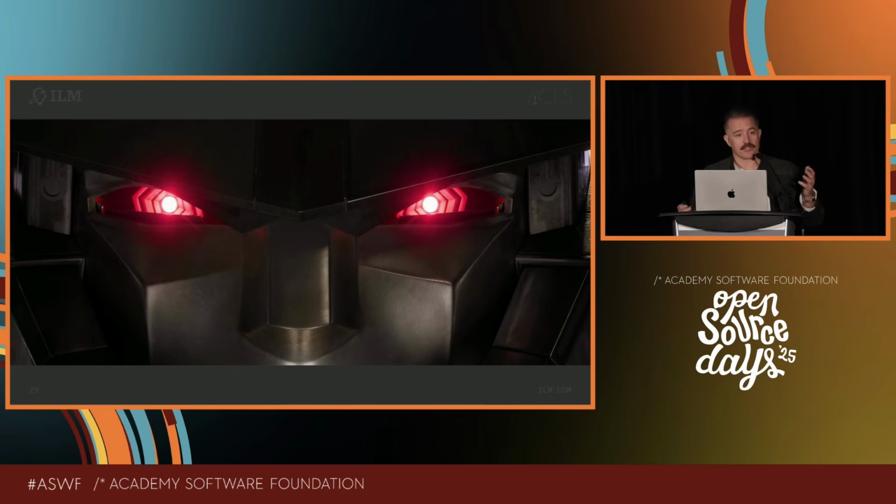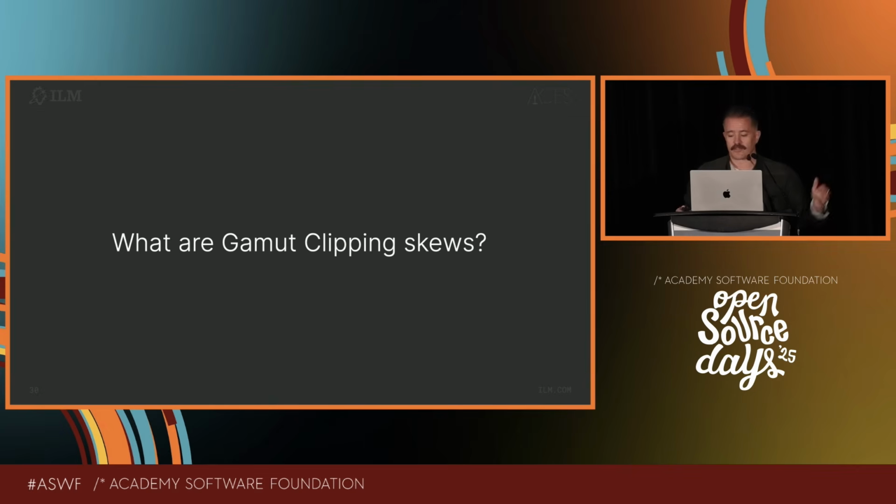But there are other situations where we just don't want those hue skews. One of our main characters has red eyes. We want them to stay red regardless of their exposure level, and we want them to be red in SDR, and we want them to be red in HDR regardless of where they're hitting that tone curve.